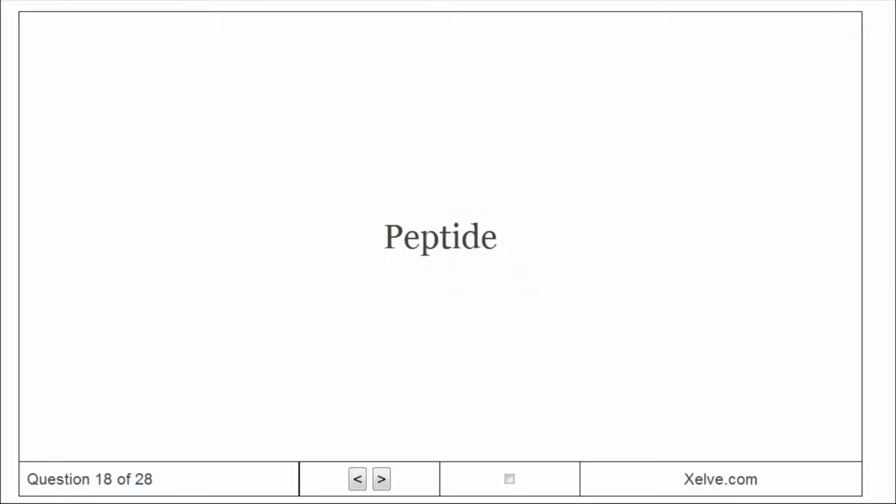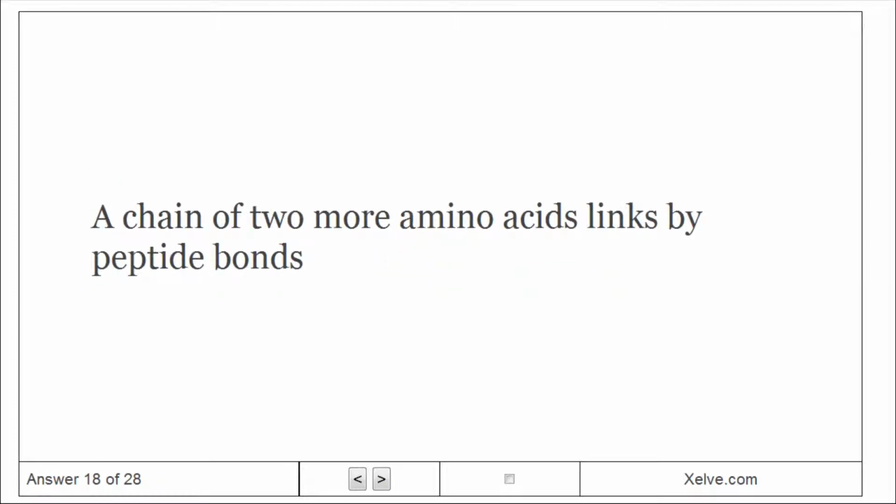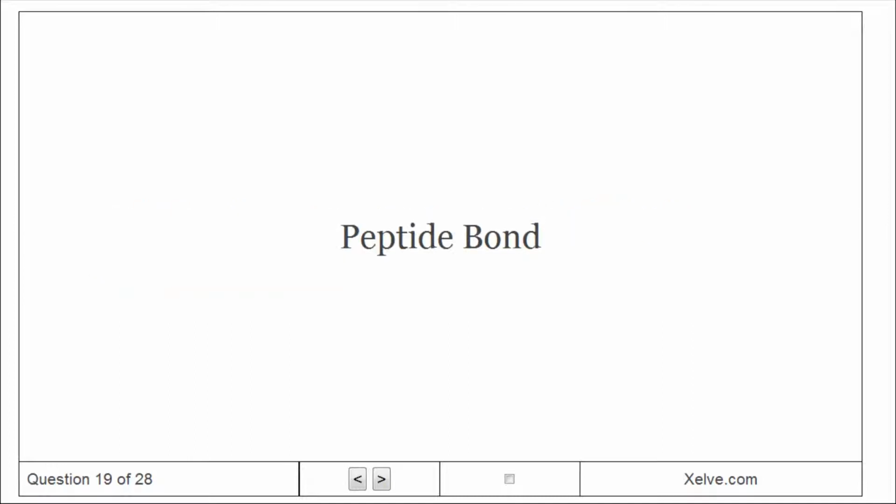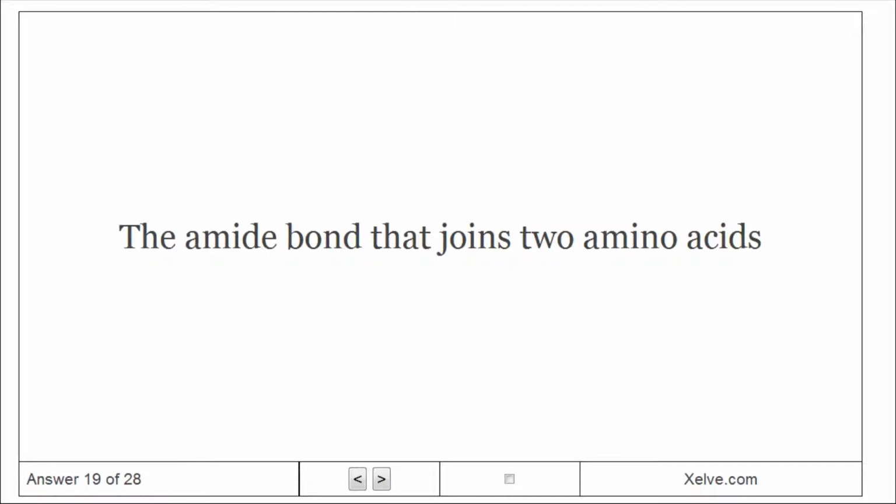Peptide. A chain of two or more amino acids linked by peptide bonds. Peptide bond. The amide bond that joins two amino acids.